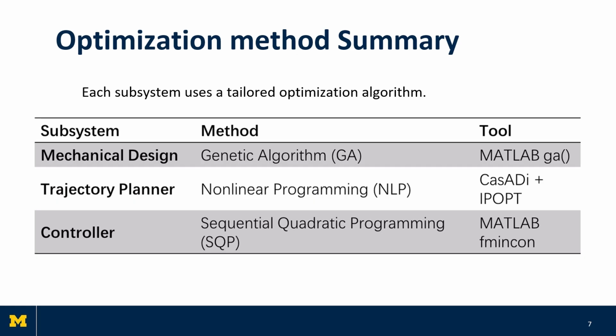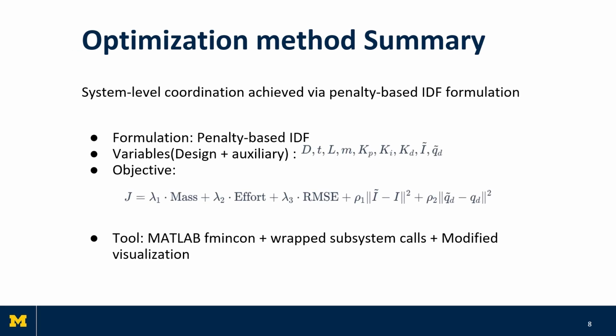For example, mechanical design uses a genetic algorithm. The planner uses CasADi and IPOPT for nonlinear programming, and the controller uses fmincon with SQP. These subsystems are coordinated using the IDEA framework at the system level. We implement this in MATLAB using fmincon, with wrapped calls to each subsystem and custom visualization of the results.